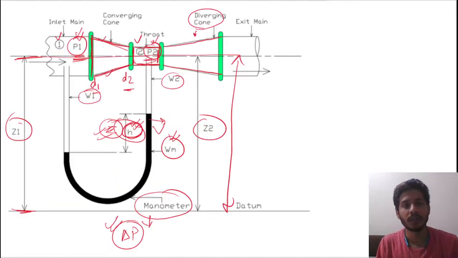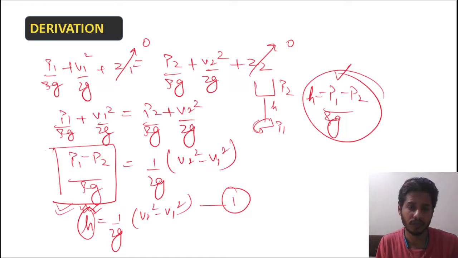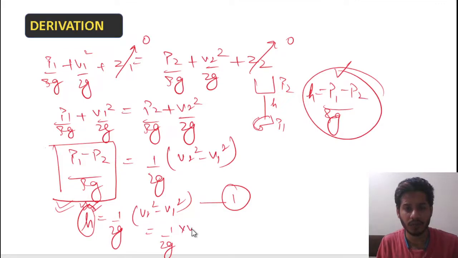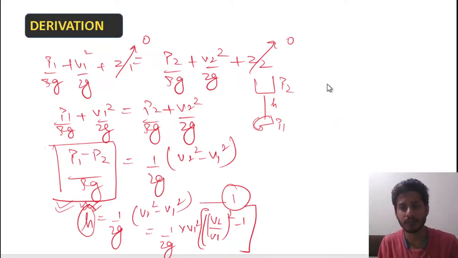Now we have another equation, the continuity equation. As I told earlier, the amount of fluid entering at this section is equal to the amount of fluid leaving at section 2. So A1 V1 is equal to A2 V2. We can rearrange this equation more. You can write 1 upon 2G, take out V1 square common, so we can write V2 upon V1 whole square minus 1. Can we write it this way? Are you able to understand?